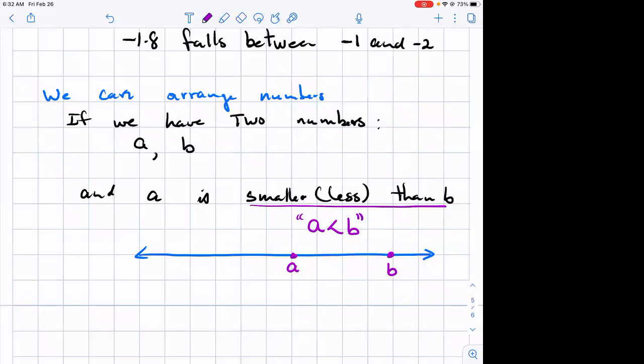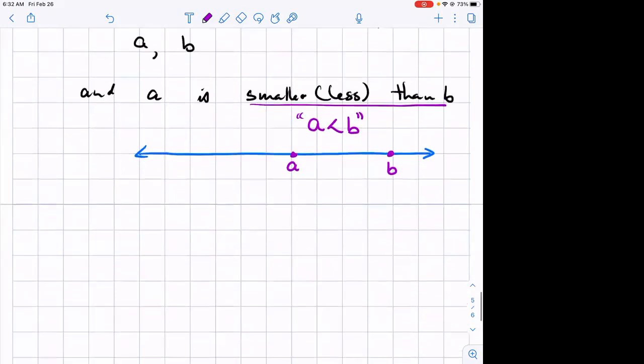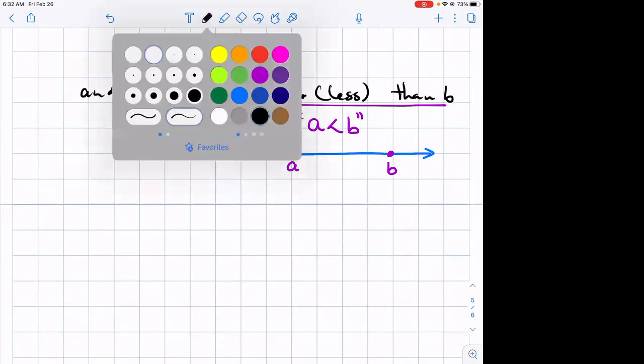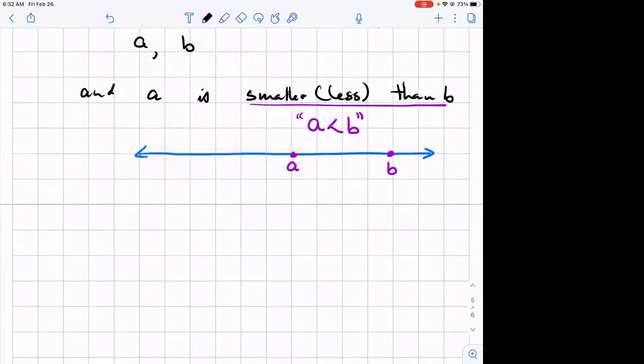So that is very common, if you're able to put these things on the number line. Now, inequalities can describe sets or subsets of real numbers called intervals. So a set of real numbers can be called an interval. And this is what we really want to talk about now, an interval.